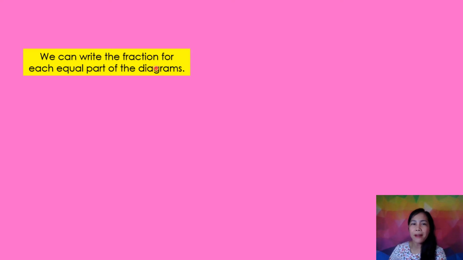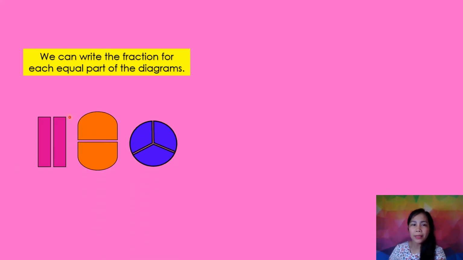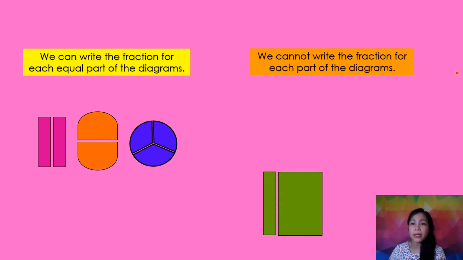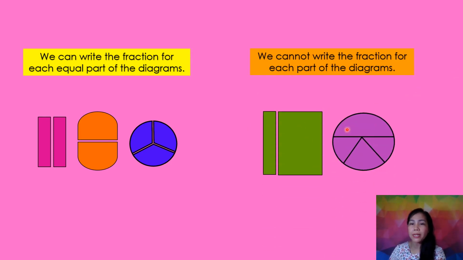We can write the fraction for each equal part of the diagrams or the pictures. Okay, so this diagram here has 2 equal parts, 2 equal parts and 3 equal parts. We can write a fraction for that. But in this drawing or diagrams here, we cannot write a fraction. Why? Because they are not divided into equal parts.